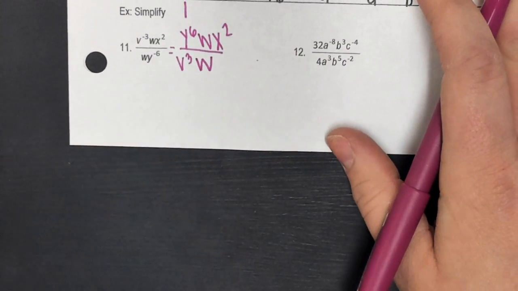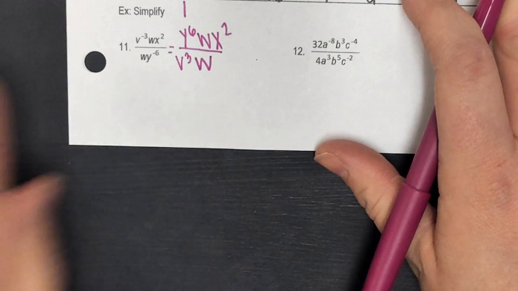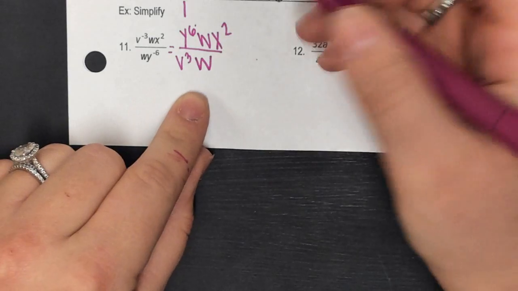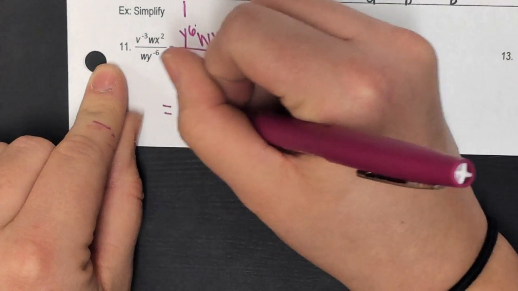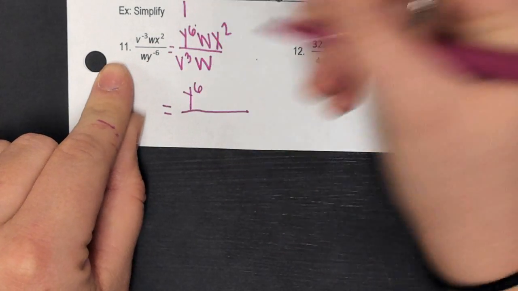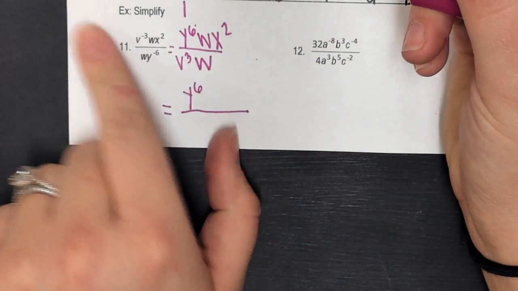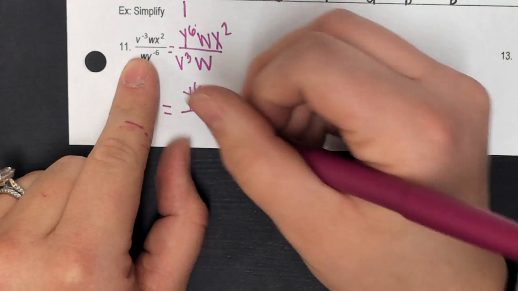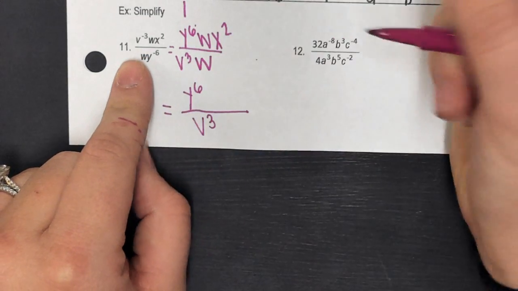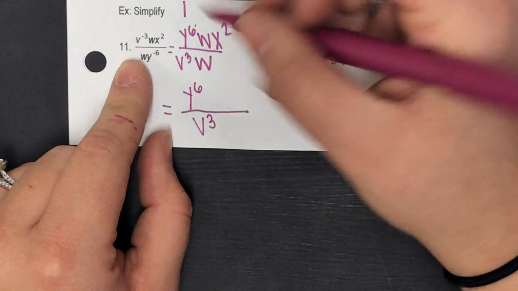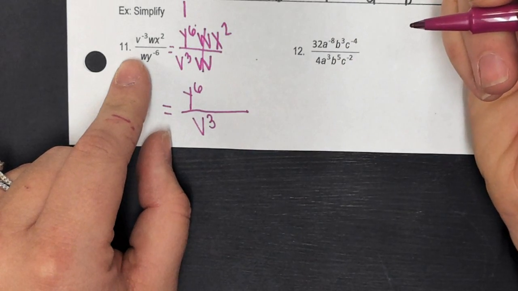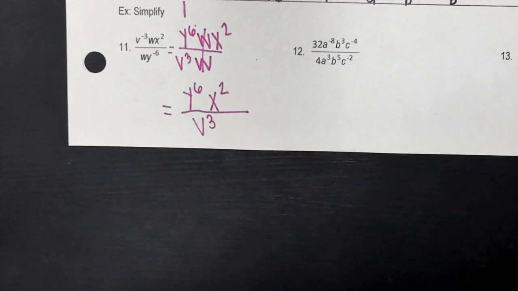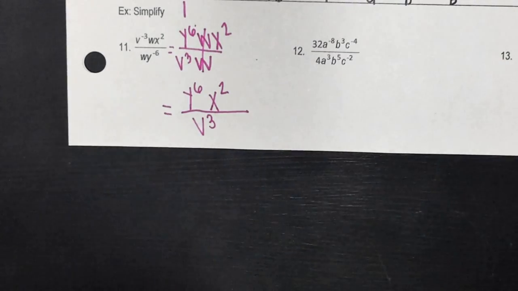Alright, now we're back to property number 1, just dividing. Y to the 6 over, there's no y's, so that just stays. Y to the 6. There's nothing to simplify it with. V stays the same. What about W's? They cross out. And then x squared stays the same, because there's one of each.